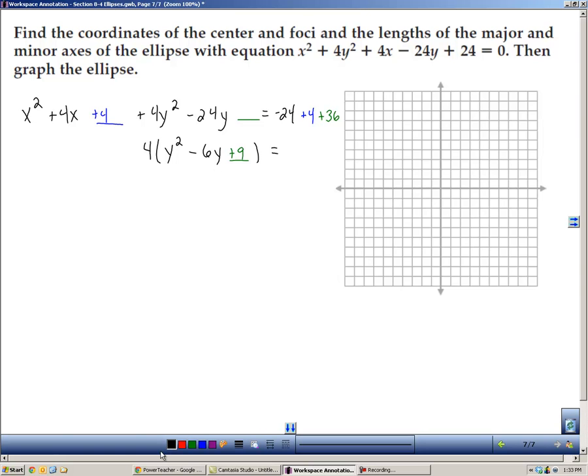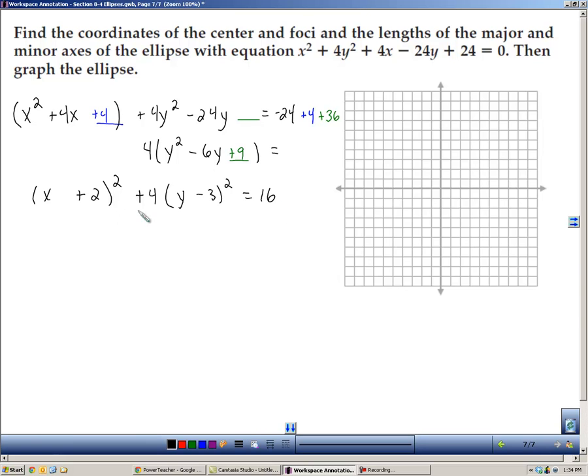And let's see how everything simplifies now. I have a trinomial here that can factor to be x plus 2 squared. There we go. This one, I pull the 4 out, and my trinomial factors to be y minus 3 squared. And then over here, I got negative 24 plus 4 is negative 20, plus 36 is 16.